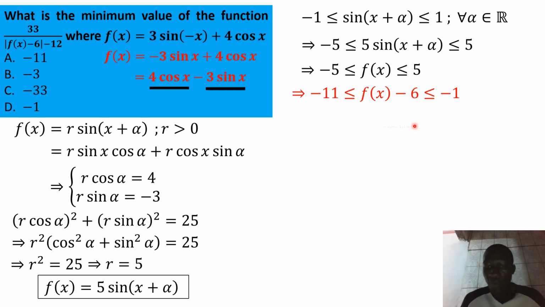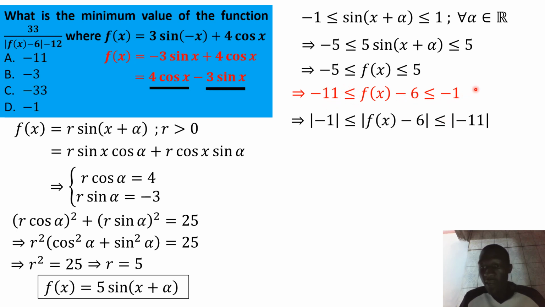So I'm going to have the absolute value of -1 less than or equal to the absolute value of f of x minus 6 less than or equal to the absolute value of -11. Just think about taking the absolute value like that without switching. What are you going to get here? You get 11 less than or equal to f of x less than or equal to 1, which means that 11 is less than 1, which is impossible. So that's just a counter example to say that you have to be keen when taking the absolute value.